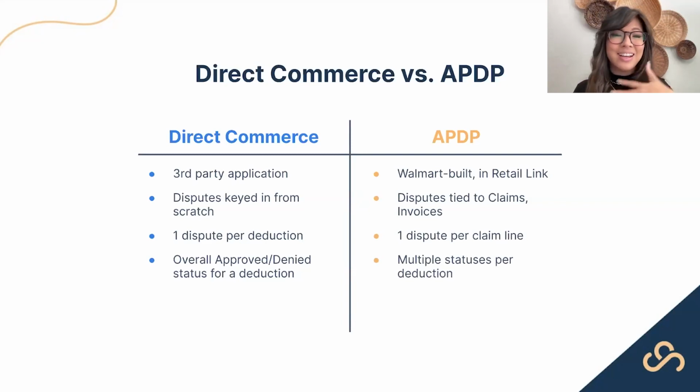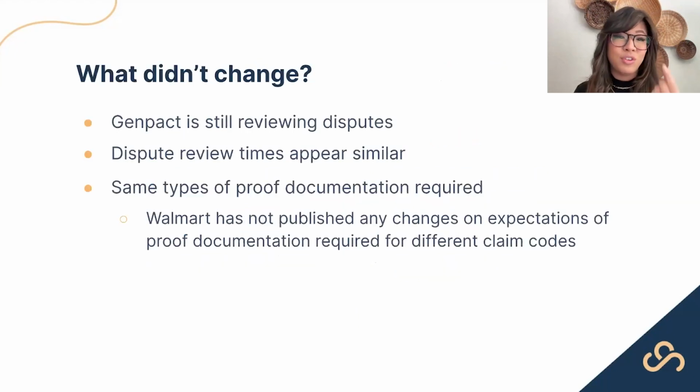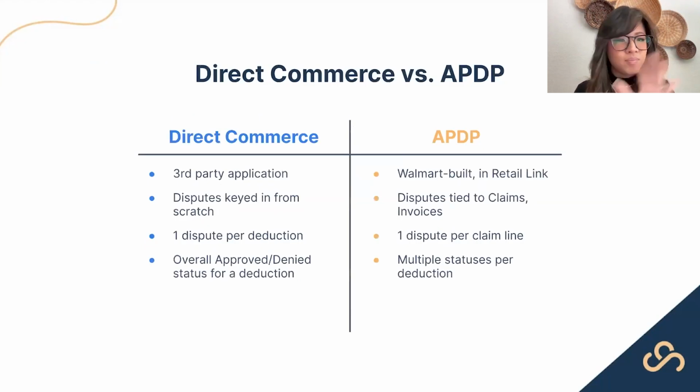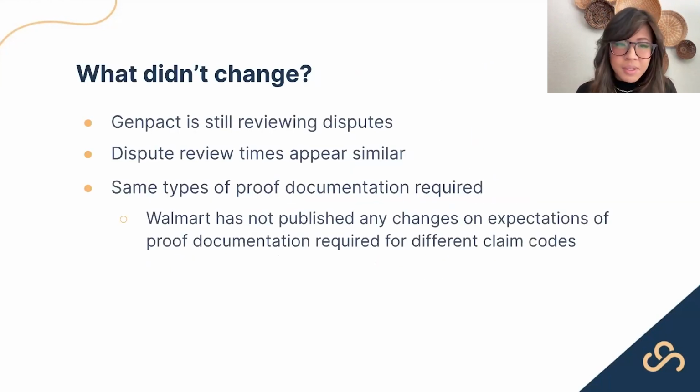You can get one deduction on your PO, and it can be partially approved and partially denied depending on how you are submitting disputes. So a little more granularity, a little more control, but along with that, it's a lot harder to track, and it's a lot more work that you have to do a lot of times. So that's, at a high level, the big differences between direct commerce and APDP.